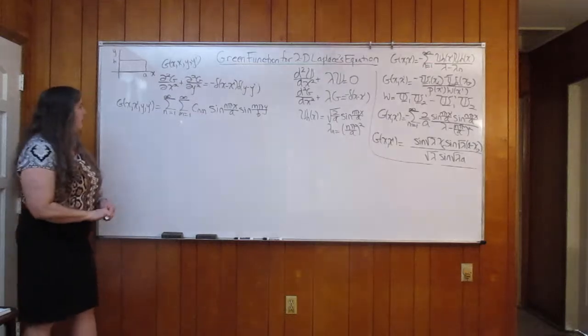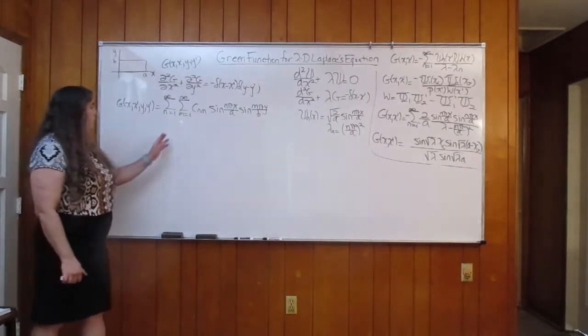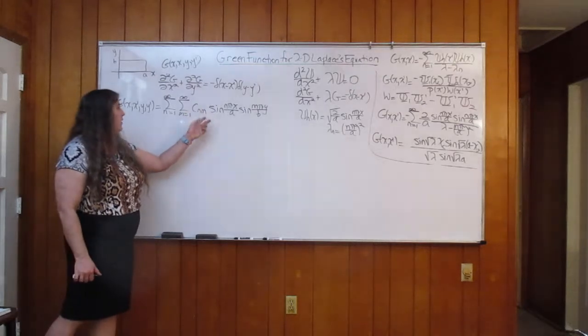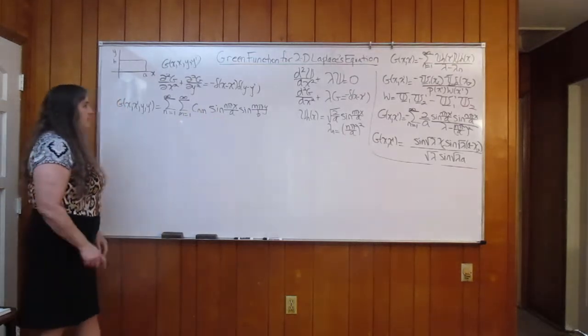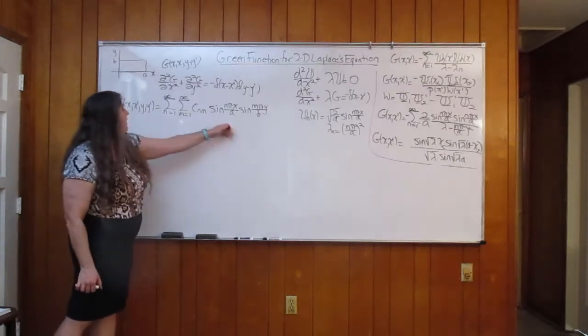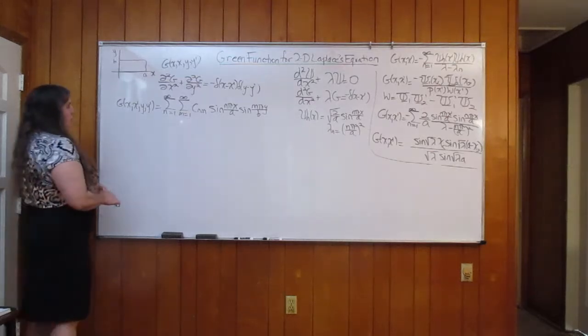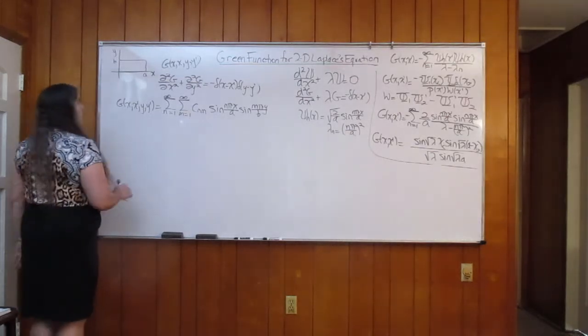Write this as summation n equals 1 to infinity, summation m equals 1 to infinity, the coefficients c n m, sine n pi x over a, sine m pi y over b, and I can substitute these into my differential equation for the Green's function.